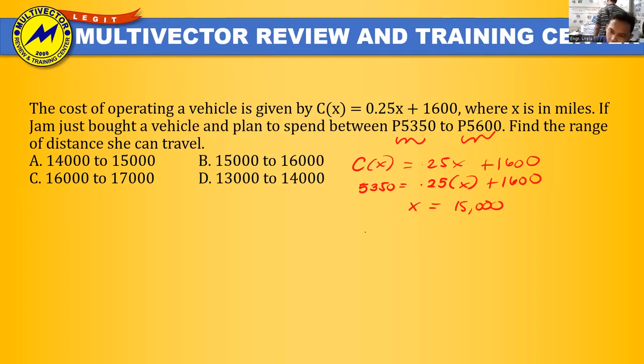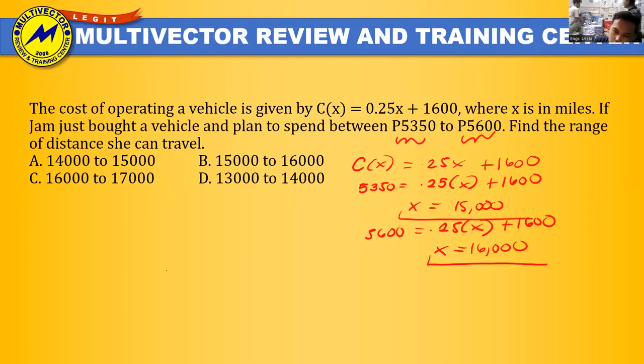Okay, kapag naman ginamit natin yung maximum spending money niya, which is 5,600, it will give us naman yung maximum range natin. Therefore our x is 16,000. So x equals 15 and x equals 16. So between 15,000 to 16,000 miles. Okay, so letter B.